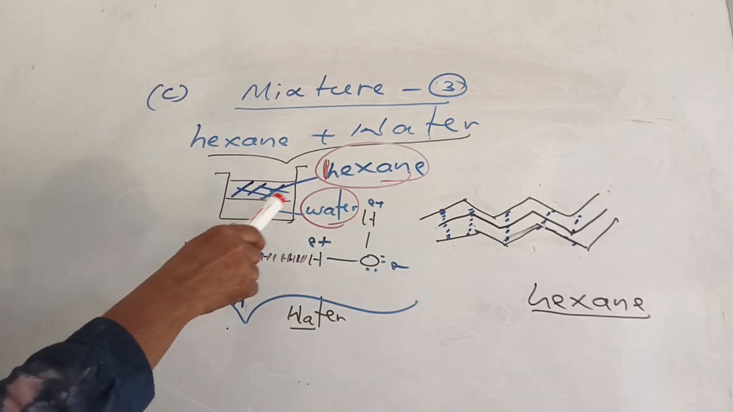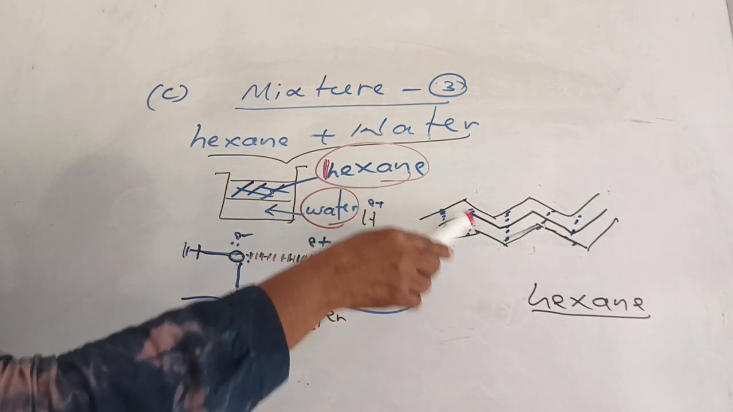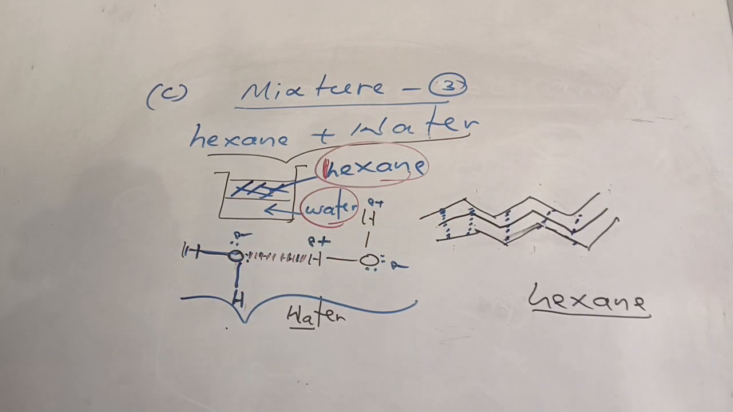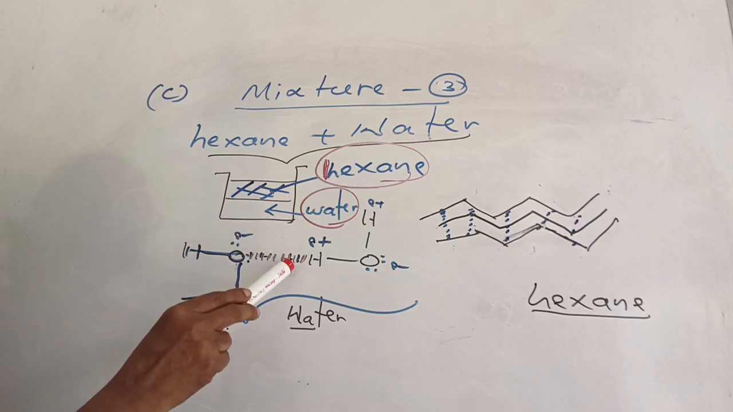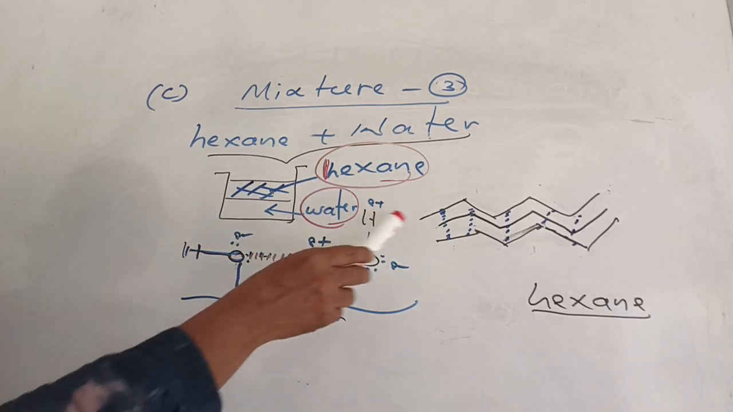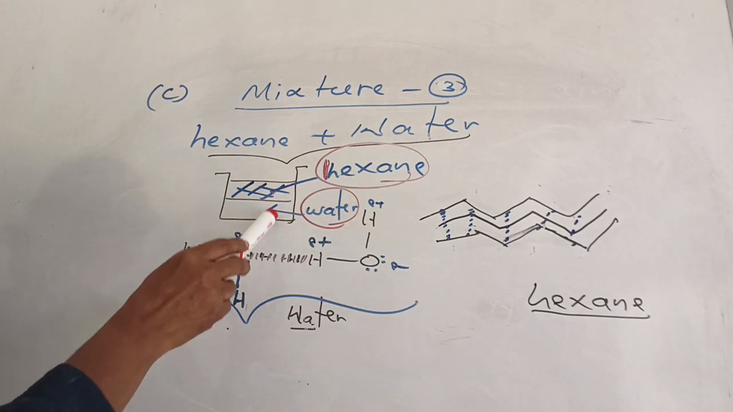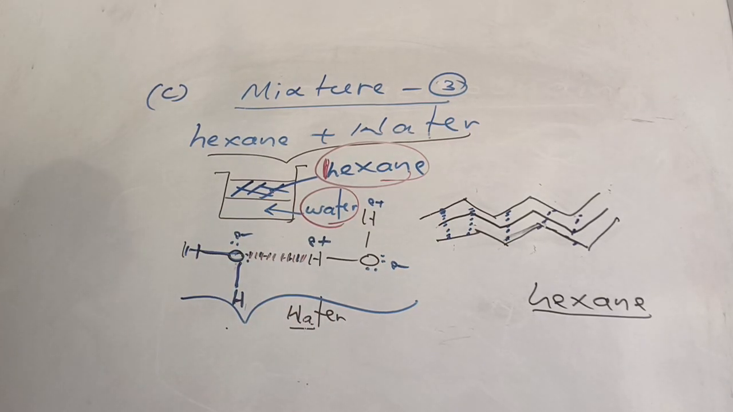The main concern is that between hexane molecules there are weak intermolecular forces, the London forces, instantaneous dipole induced dipole interactions, which are unable to disrupt the strong hydrogen bonding present in water. So they remain separate as two different layers in a common container.